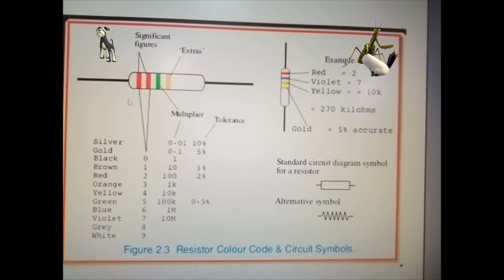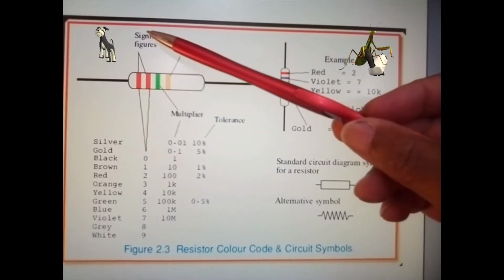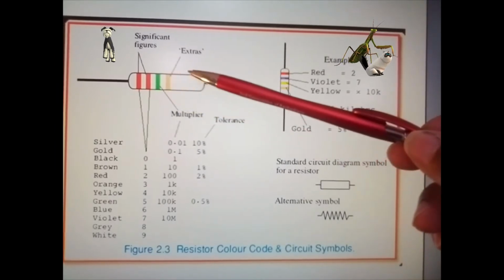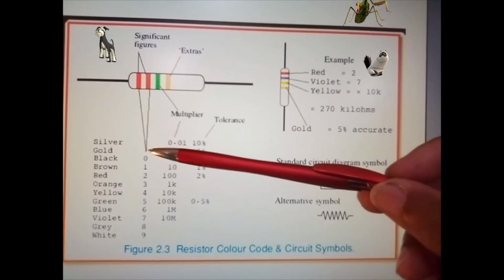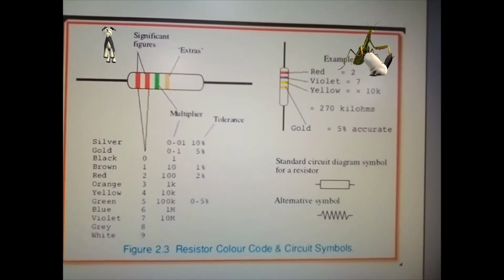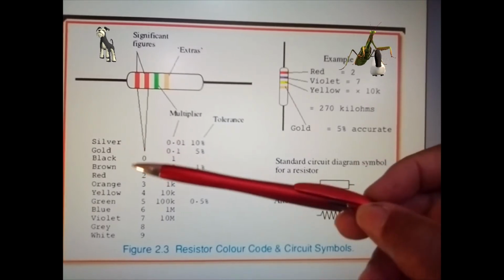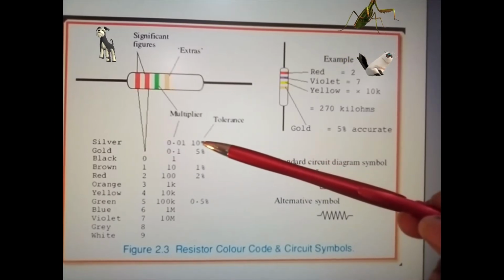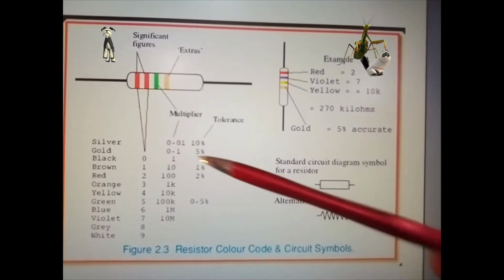And here we have a resistor, and it shows you how to read the resistor. Now, significant figures is here, okay? So you're reading from left to right. Right, all this is telling you here that silver and gold have a given percentage. Silver gives us 10%, gold gives us 5%.